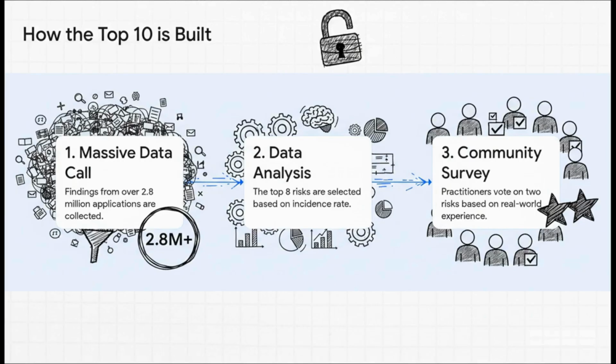It's a two-part approach. First, they do this massive data call. For 2025, they collected data from over 2.8 million applications, which is just mind-boggling. That hard data gives them the top 8 most common risks. But they don't stop there. They save 2 spots for a community survey, so real people, practitioners in the trenches, can vote on what they think are the most important risks.